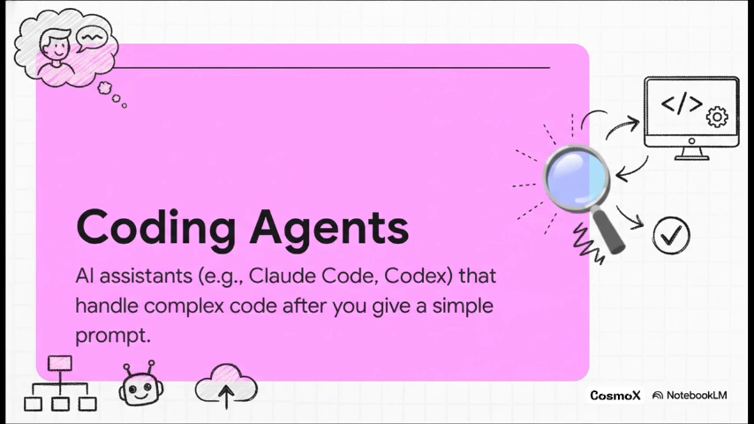So what in the world are coding agents? It's really simple. Just think of them as your personal AI project manager. You describe your goal in plain English, like you're just talking to a coworker, and the agent translates that into all the necessary code, sets up the environment, and runs the whole job for you.